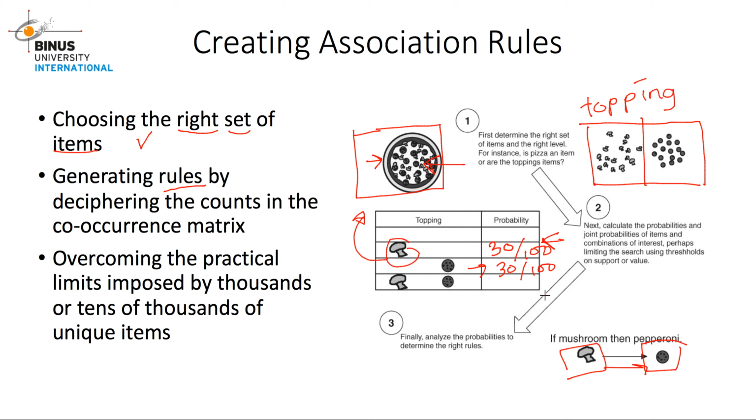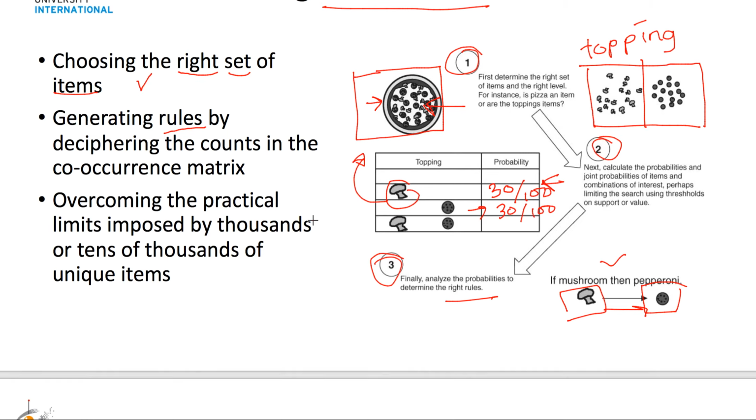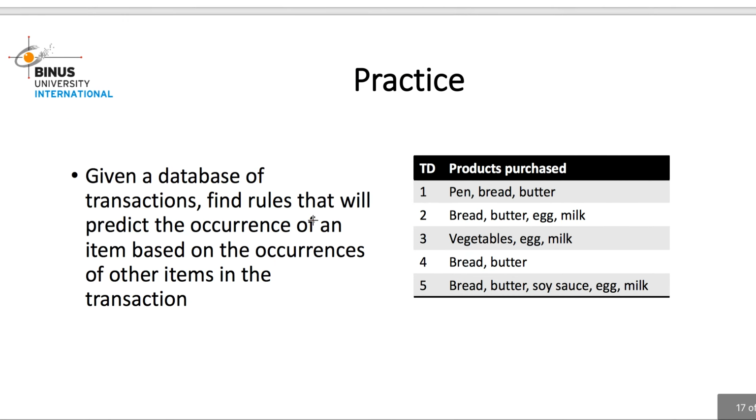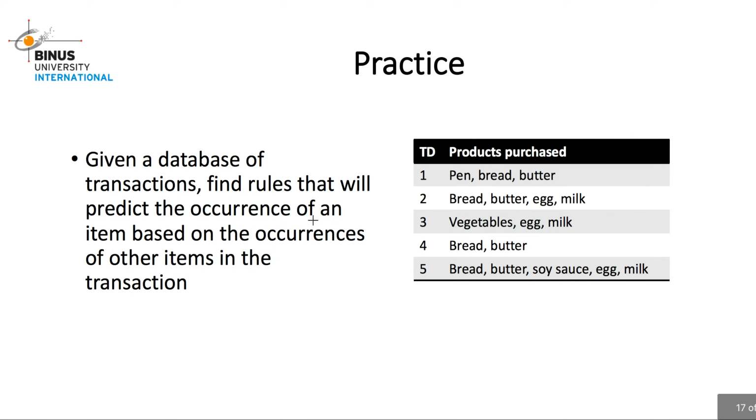So from here we can build these kinds of rules and then finally analyze the probabilities to determine the right rules. So these three steps, 1, 2, 3, can create the association rules. Okay, let's go to the practice.